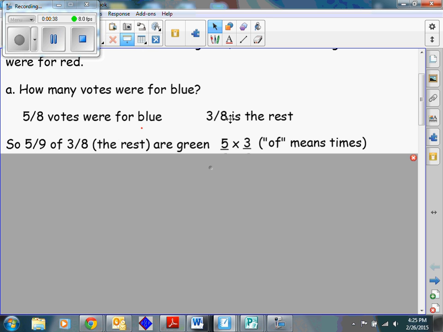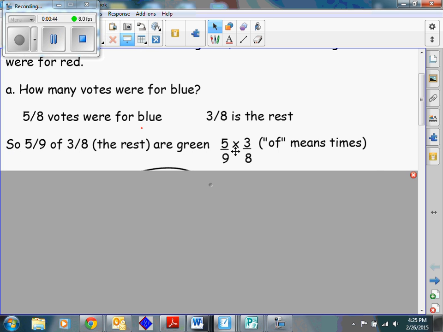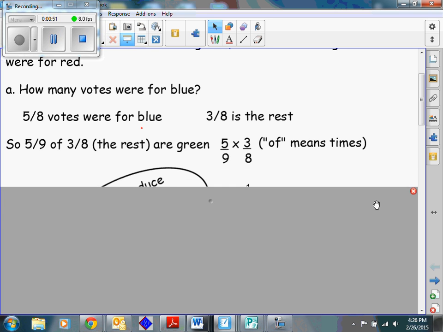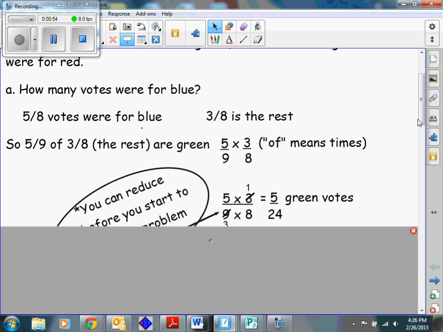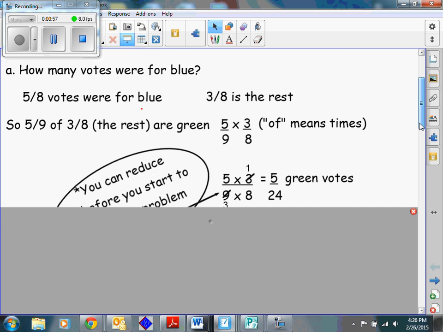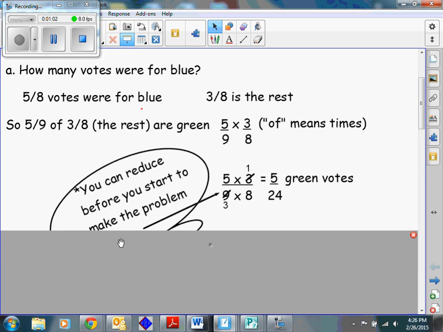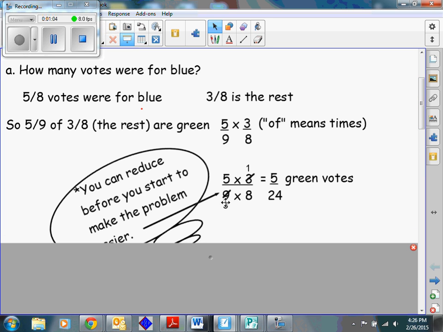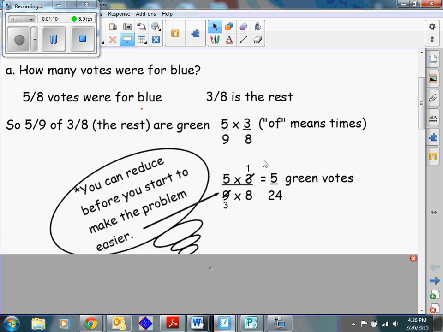5/9 of the 3/8, the rest, are green. So that is 5/9 times 3/8. Of means times. 5/9 times 3/8 is the green vote. So you could do 5 times 3 over 9 times 8. But you can reduce before you start, right here, to make the math problem easier. So 5/24 of the total were for green.